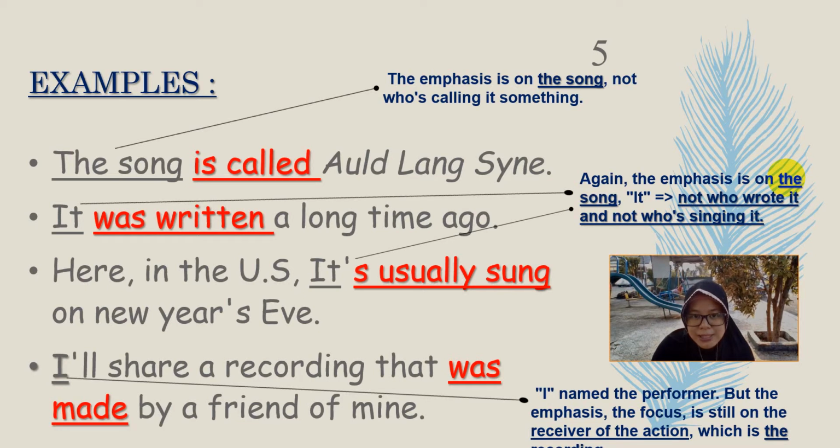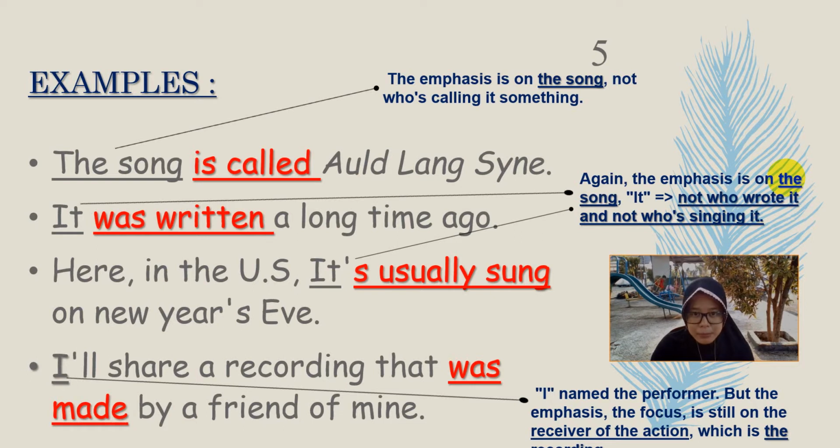Here in the US, it's usually sung on New Year's Eve. Once again, the emphasis is on it, the song, not who's singing it. And lastly, I'll share a recording that was made by a friend of mine. I named the performer, but the emphasis, the focus, is still on the receiver of the actions, which is the recording.